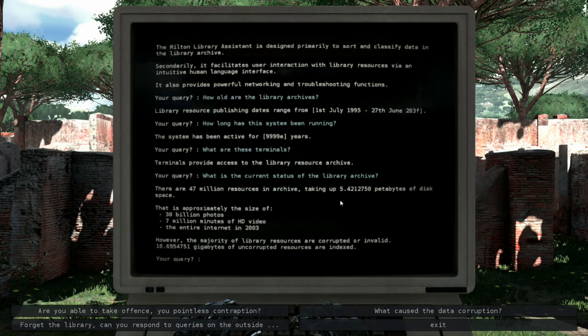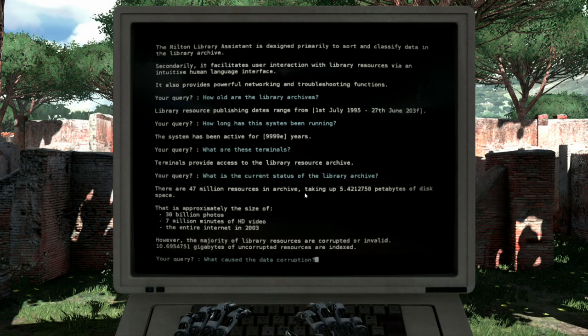There are a lot of resources, a lot of bytes here. Okay. Well, I think I found somebody's porn stash. And that was a totally lame joke. I apologize for that. Anyways, yeah, a lot of photos, HD video, the entire internet in 2003. However, the majority of library resources are corrupted or invalid. Only 10.7 gigabytes of uncorrupted resources are left. So, yeah, I don't think we can access the HD videos.